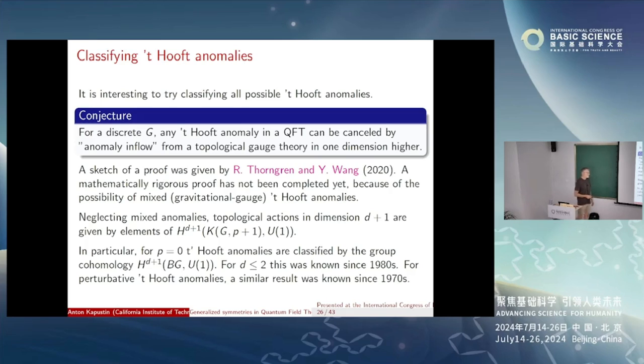Actually, for d equal to 2 or less, it was known since the 1980s in the context of conformal field theory. And for perturbative Fermion anomalies, a similar result was known since the 1970s. But for high dimensions and non-perturbative anomalies, that's an important new result, which is again partially conjectural because we don't really know how to account properly for mixed gravitational anomalies.